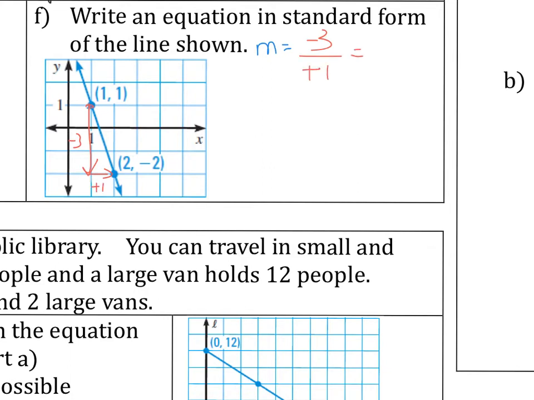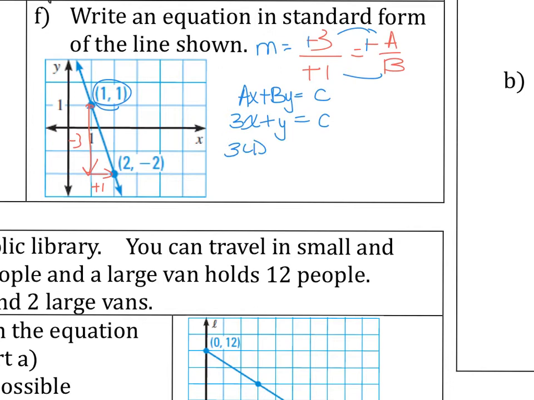So I can set this equal to -A/B, and then cancel out my negative sign, so I know A would be 3, B would be 1. So Ax plus By equals C. I will sub in 3. B was just 1. Okay, so I'm going to use the easier point, (1, 1). 3 times 1 plus 1, and C would equal 4. Therefore, my equation of the line in standard form would be 3x plus y equals 4.